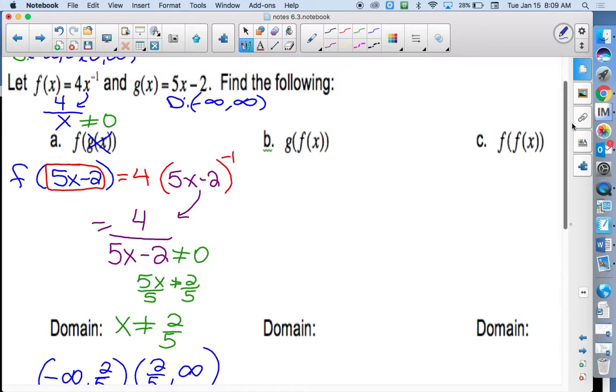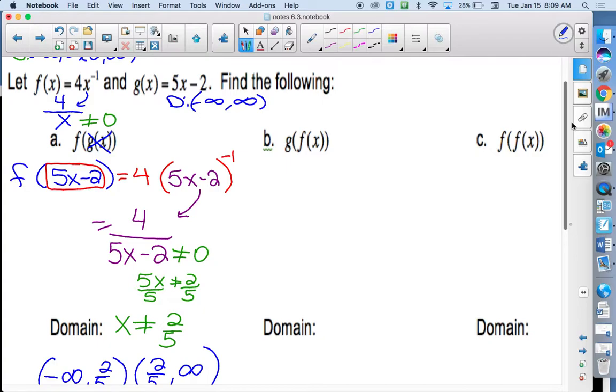So we're using the same 2 functions, the same 2 equations, but they flip-flopped it. So now g is on the outside, f of x is on the inside. So we're going to see if we can work through it the same exact way. We're going to start here. We're taking out f of x and replacing it with the equation that represents f of x, which is 4x to the negative 1.